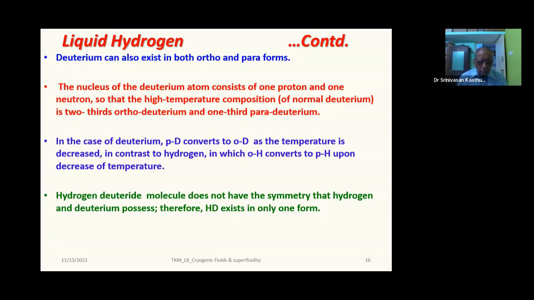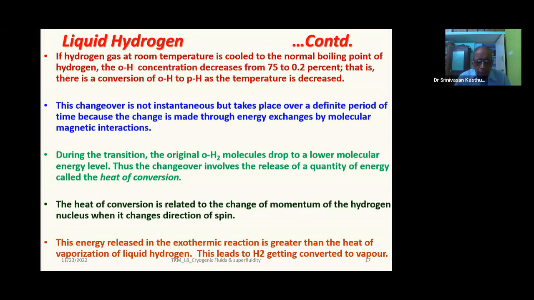So now, the hydrogen deuteride molecule does not have the symmetry that hydrogen or deuterium possesses. Therefore, it exists only in one form. Okay. So hydrogen deuteride, we don't have to worry about it. So we just consider only the orthohydrogen and parahydrogen systems. The deuterium itself is again another combination.